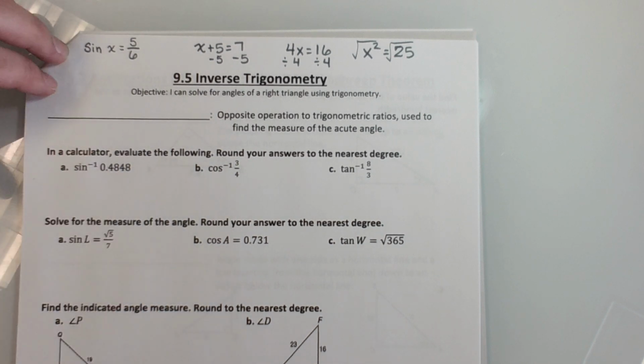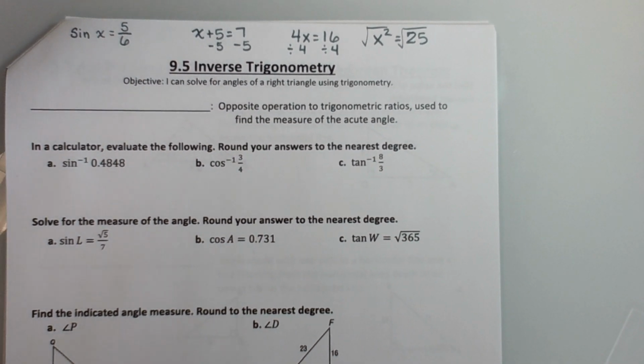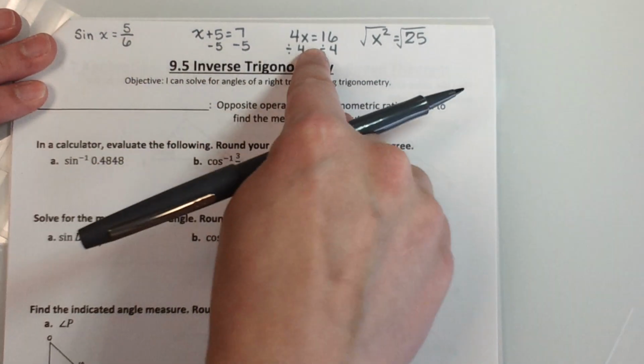How did you get x squared equal to 25? It was just a problem I came up with. Okay. These are all unrelated.